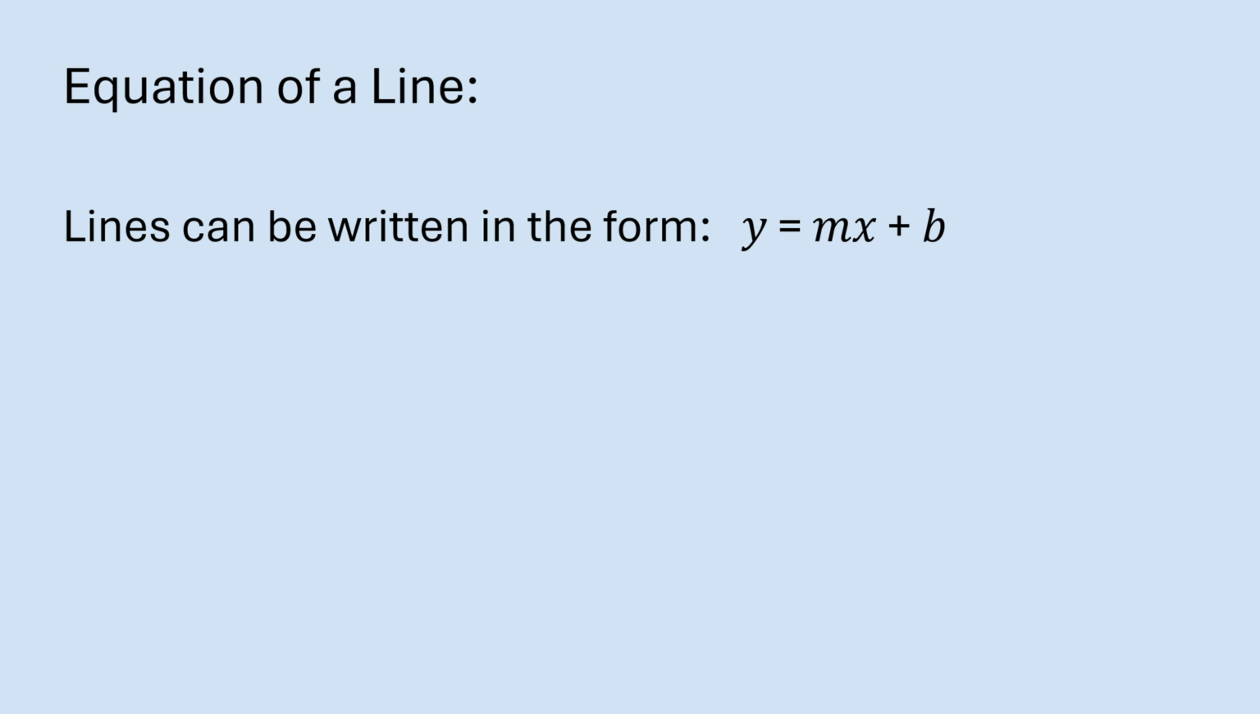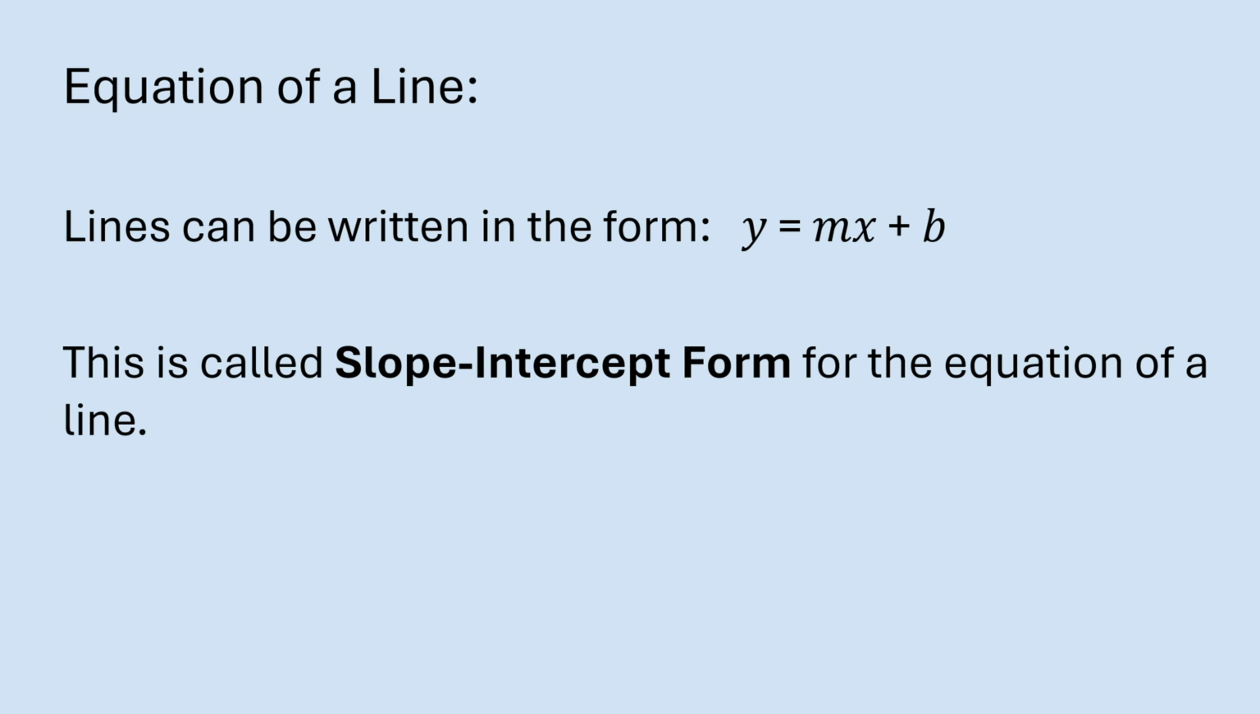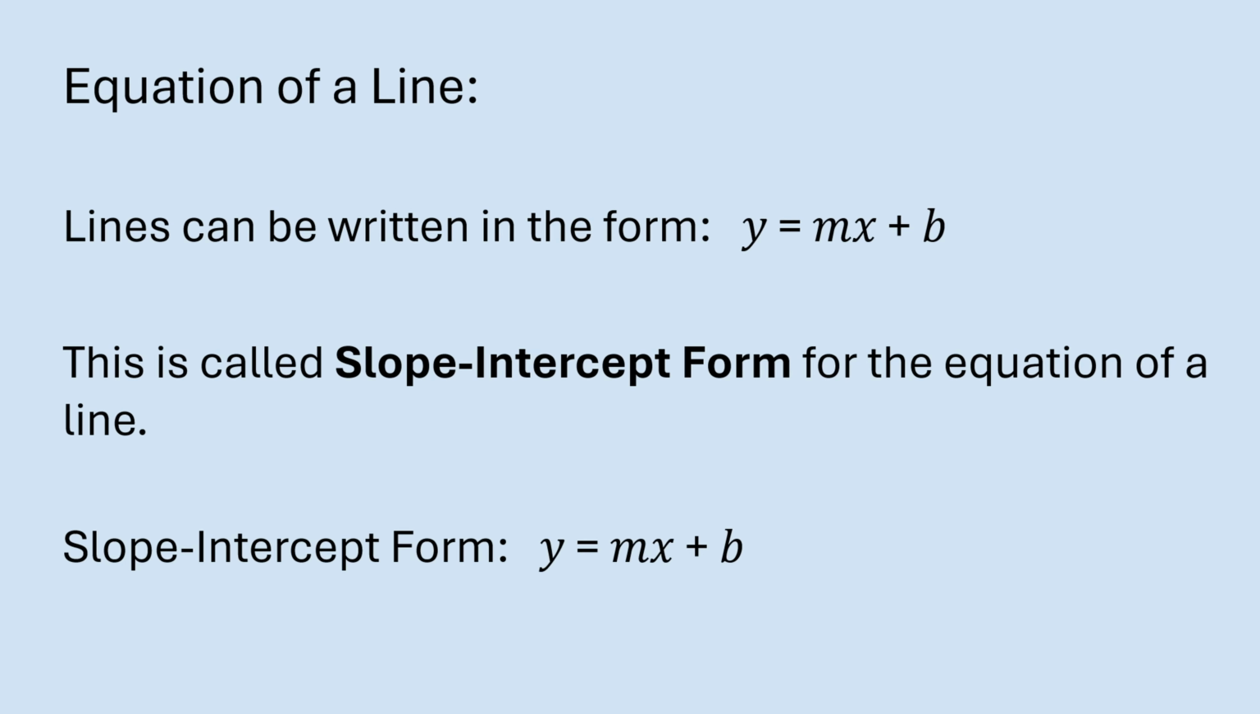Equation of a line. Lines can be written in the form y = mx + b. This is called slope-intercept form for the equation of a line. Now we know the slope-intercept form y = mx + b, where m is the slope and b is the y-intercept.